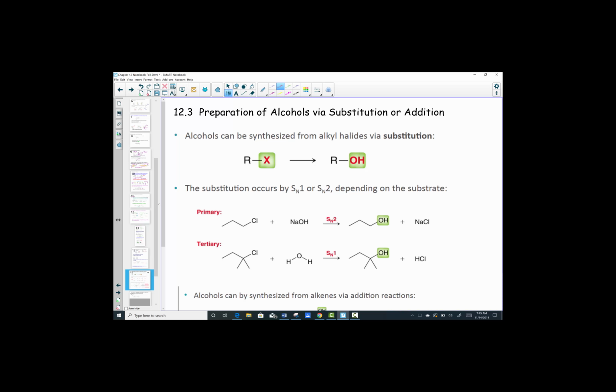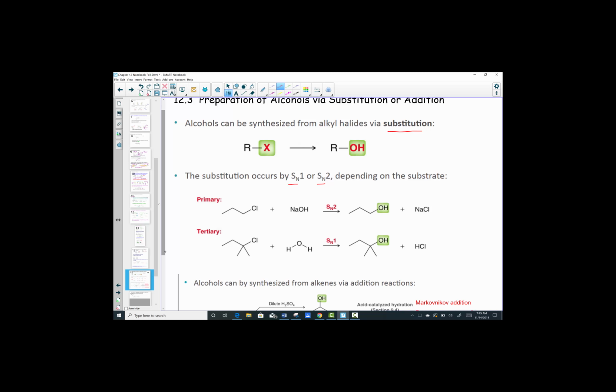In the last section of our first video, we begin with a review of how to prepare alcohols via substitution or addition. With substitution or addition, this is the same set of reagents that were in our toolbox from chapter 11. We know that alcohols can be synthesized via alkyl halide in a substitution reaction. Let's give an example of how to create an SN1 or SN2 substitution reaction just based on looking at the substrate.